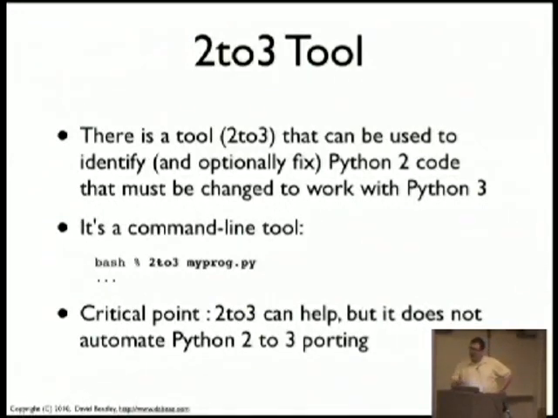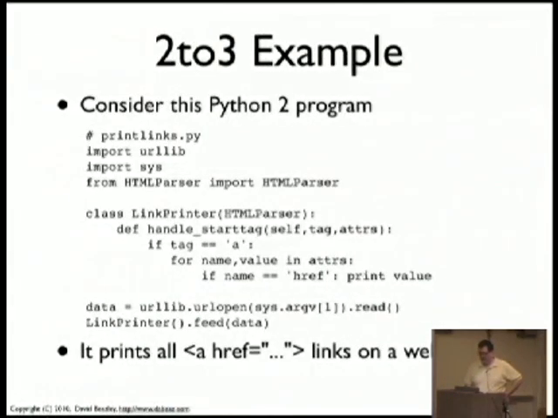Now, another thing about Python 3 you may know about is this 2to3 tool. In porting to Python 3, you often hear about this tool, 2to3, that you can run on your program, and it will identify things that you need to fix to get it to run in Python 3. If you've never used this before, it's essentially a command line tool that you just run on your program. I'll show you a quick sample.